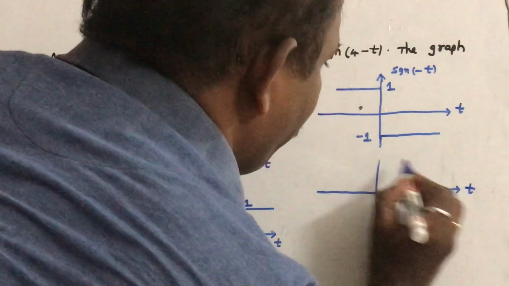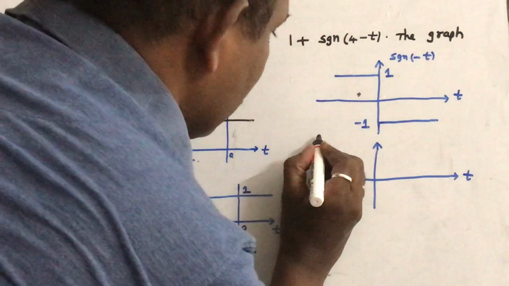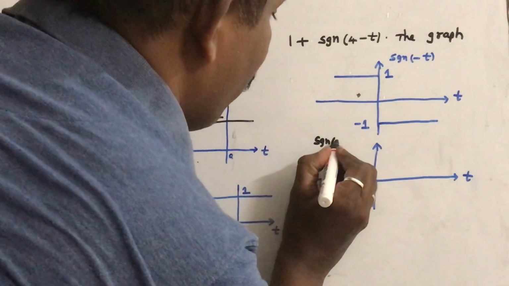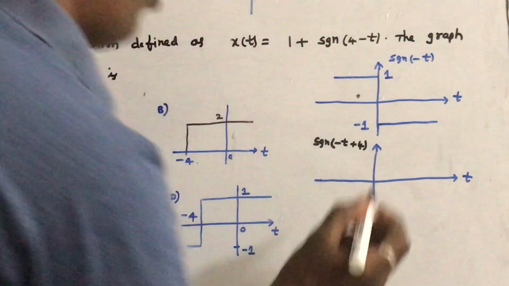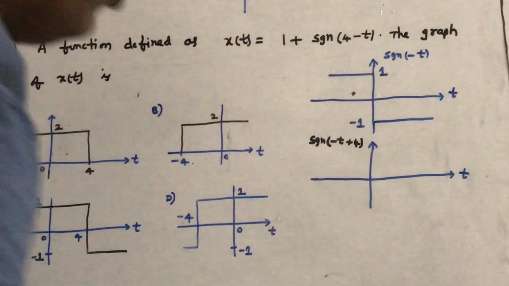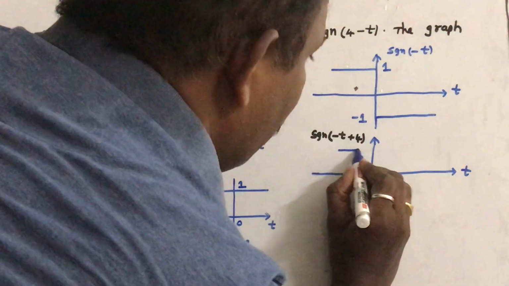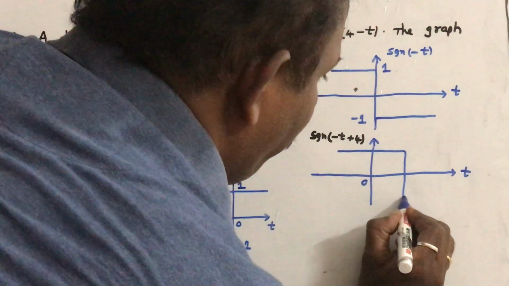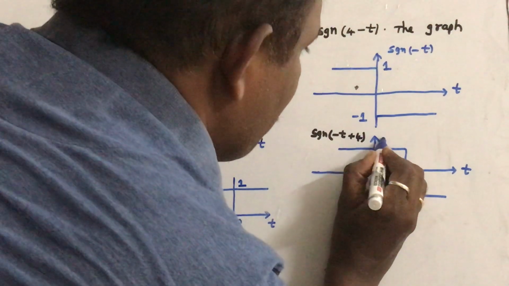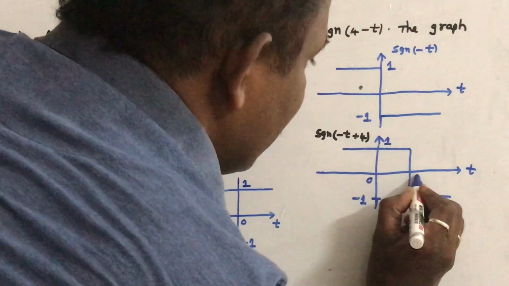So therefore you can draw the same signal. This is t, and this is signum of -t plus 4. Just move the signal towards 4, or shift the signal towards 4. So its value is plus 1, this value is minus 1, and this point is 4.